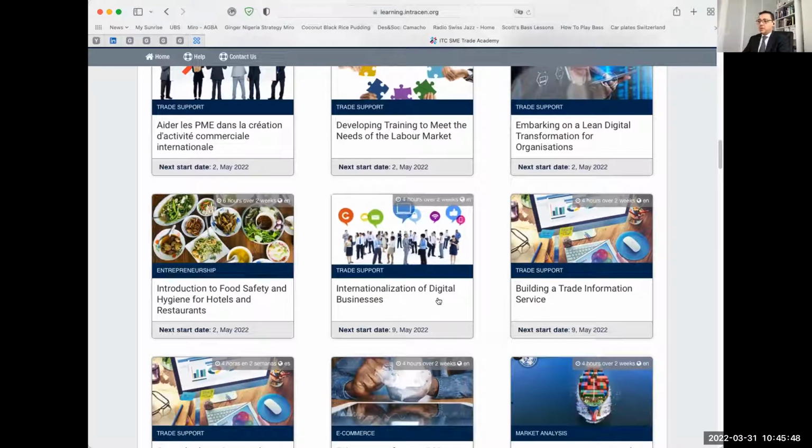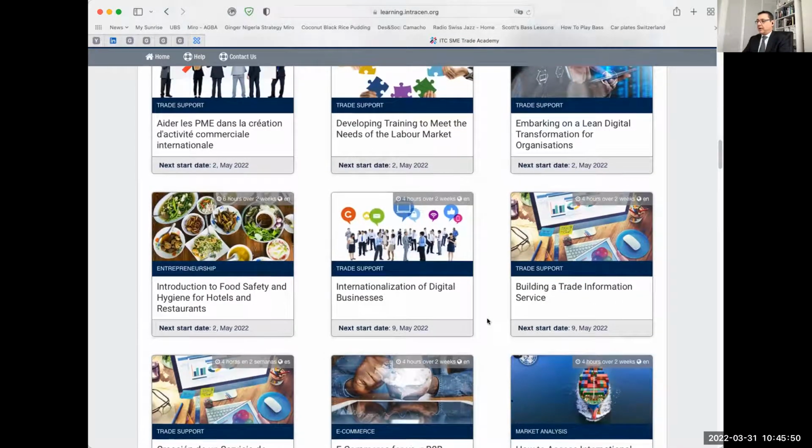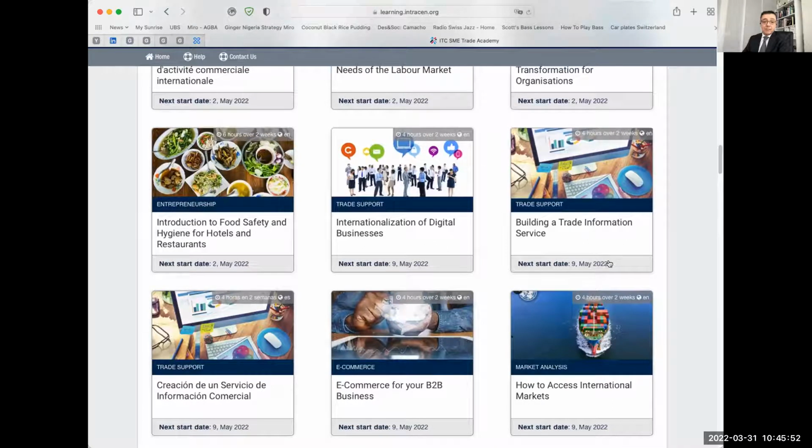So again, about digital business, this is something that many of you will probably be interested in: how to build a trade information service. What's a trade information service and why does it make sense? What does it entail? Why should you put it in place? How much does it cost and what can you do with it? All of those topics are covered in this type of course.